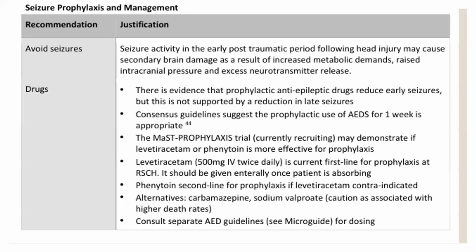The mass prophylaxis trial demonstrated whether levetiracetam or phenytoin is more effective for prophylaxis. So levetiracetam, that is 500 mg IV twice daily, is the current first line for prophylaxis, and phenytoin is the second line if levetiracetam is contraindicated. Alternative agents that can be used are carbamazepine and sodium valproate.